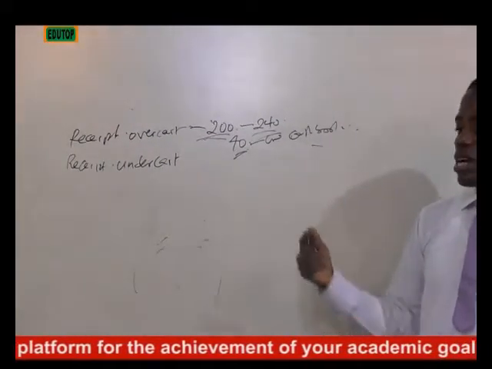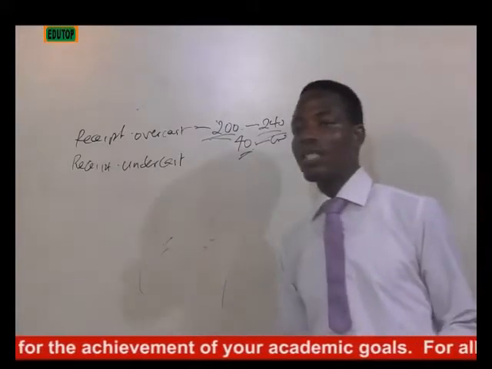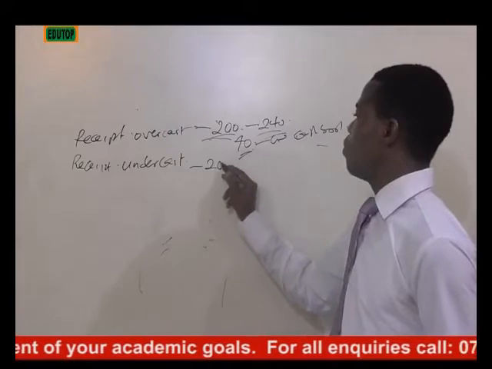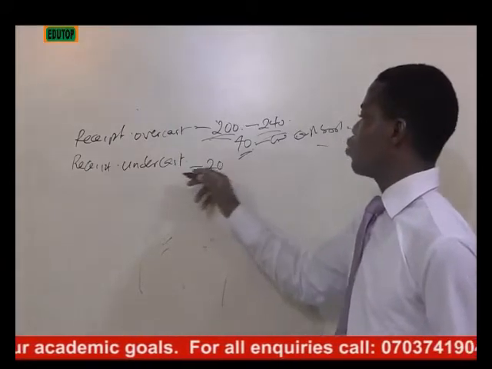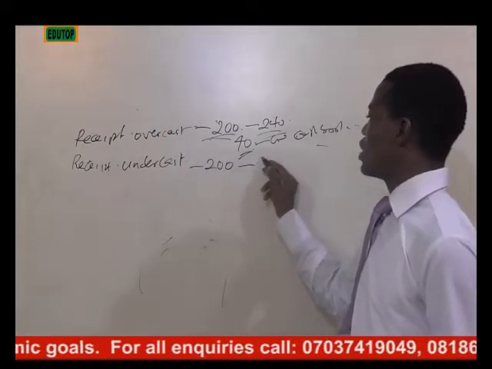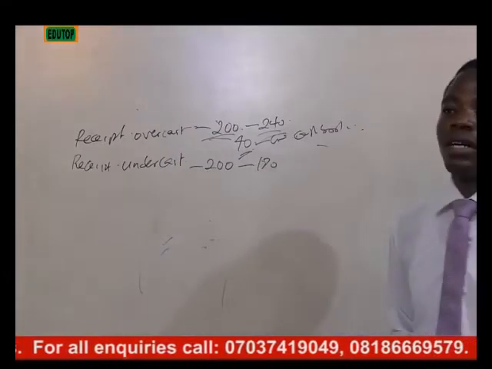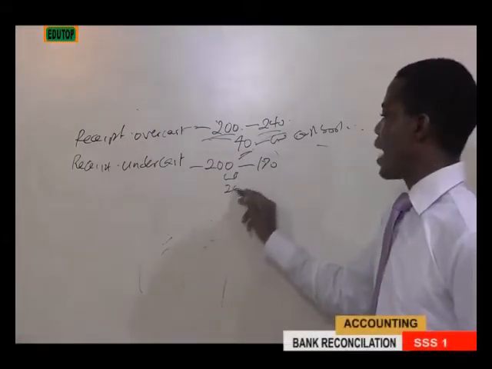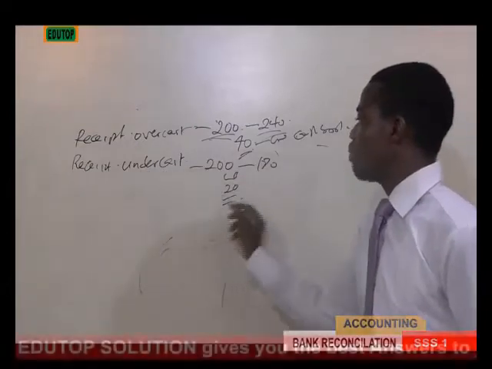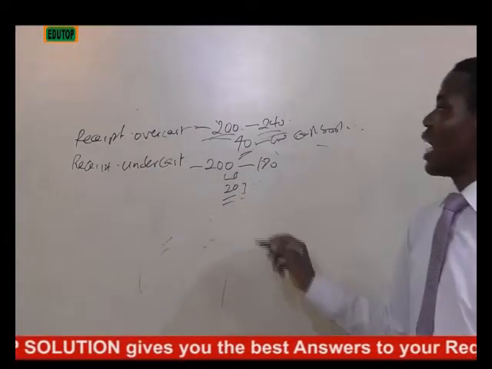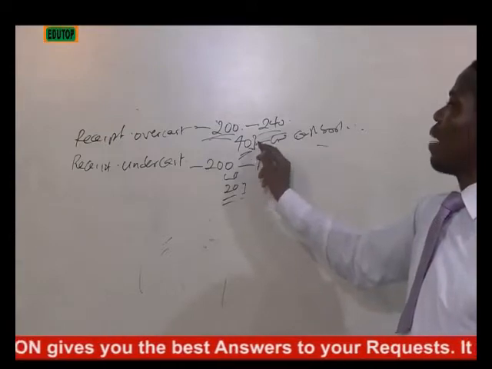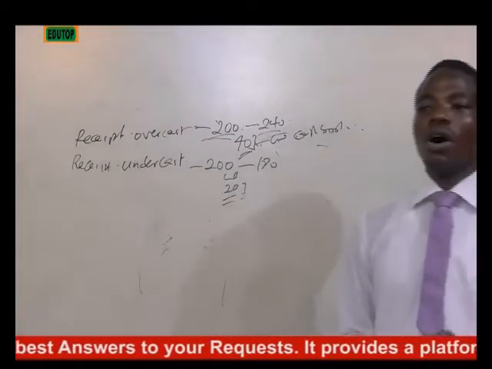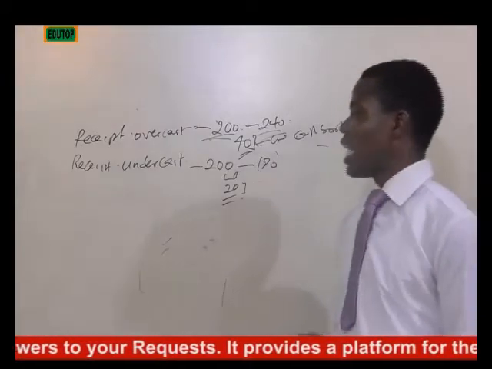You will come across it in the question. Then receipt undercast is when you're supposed to receive 200 and you receive 180 naira. That person will give you 20 naira back at the end of the day, because your receipt has been undercast by 20 naira, and in the other case, your receipt has been overcast by 40 naira. That is what we call overcasting of receipt.